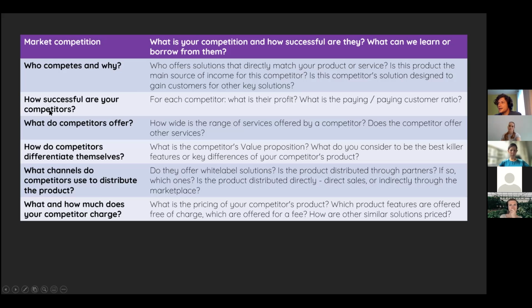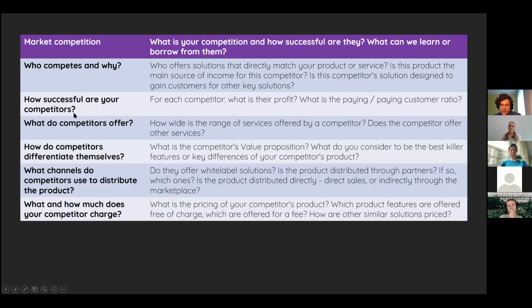How successful are they? How successful are your competitors? For each competitor, you should look up their profit. I think it's hard actually to find it. Not always are companies providing it, but there are some companies who show it in, I don't know, their investor relations section. Some of the companies have it, and if you are able, it would be a cool thing if you could find the free or paying customer ratio.